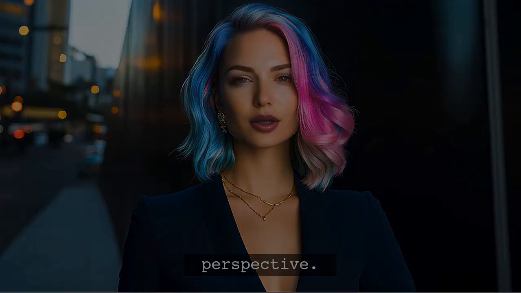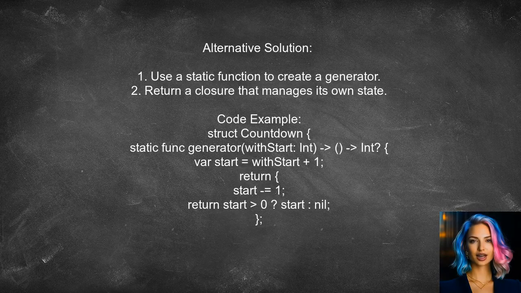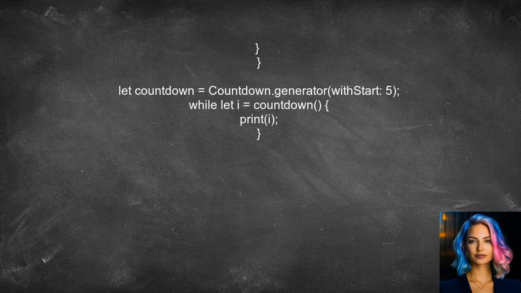Let's see another perspective. An alternative approach to creating a generator in Swift involves using a static function that returns a closure. This closure maintains its own state without needing to store intermediate results explicitly.